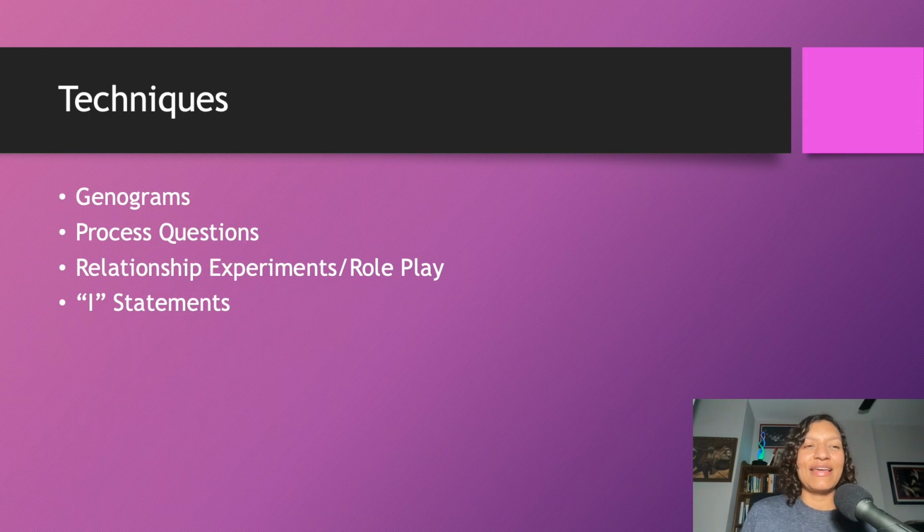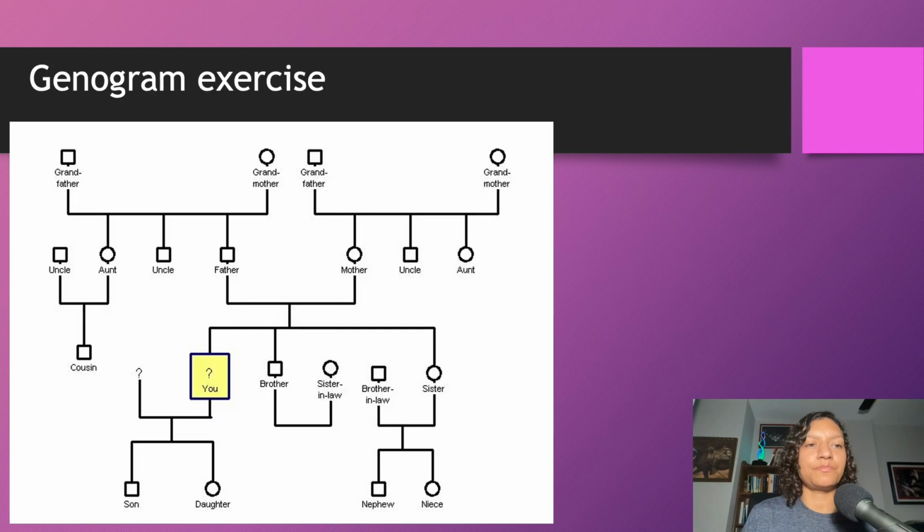I statements, I think that's probably pretty obvious. You guys probably are familiar with those. Saying I instead of you, right? So, you never take out the trash, you never help with cooking dinner, as opposed to I feel like you never take out the trash, or I feel like you never help cook dinner, or I feel frustrated when I have the thought that you never cook dinner. I'm pretty sure we've talked about that in previous classes.